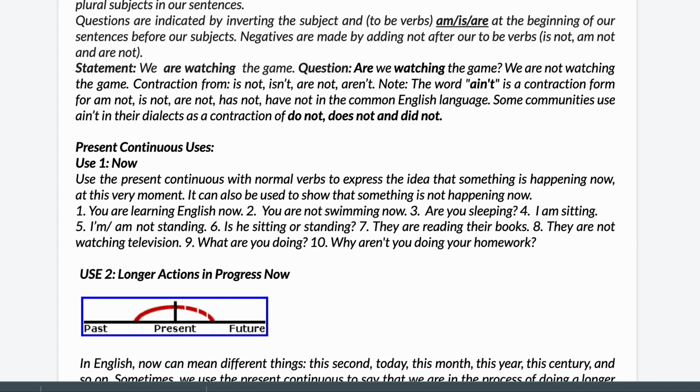Now here we have a diagram and it says use number 2. This shows the action. This is showing us when the action is happening. So we have three different tenses here: past, which is something that happened in the past, present is right now, and future is something that hasn't happened yet. So this is basically longer actions in progress now.